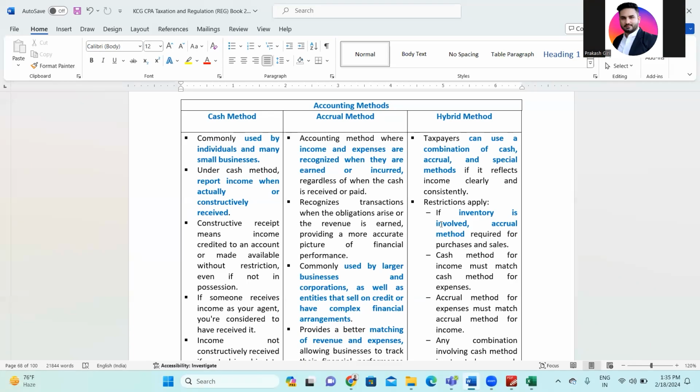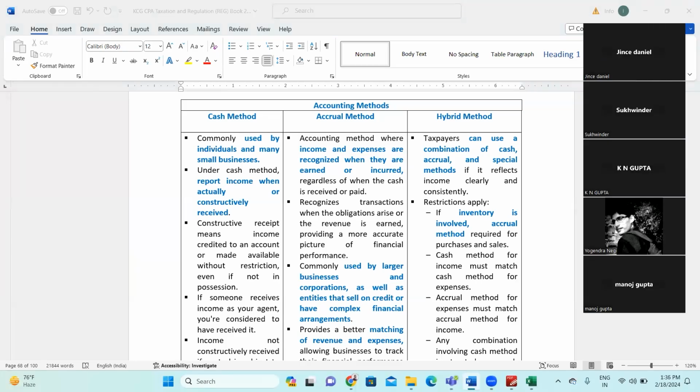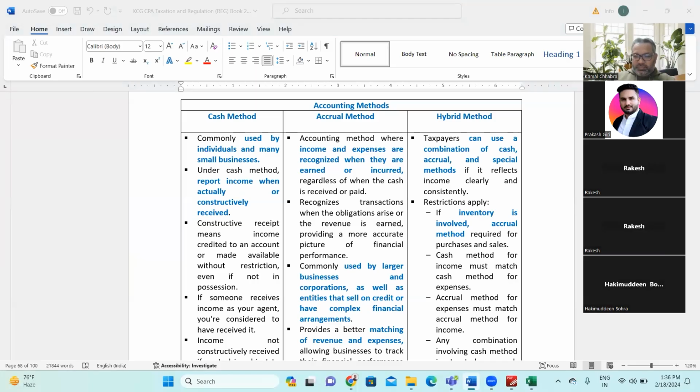Recording the income or expense based on the spending or receiving of the income. Yeah. Anything else anyone would like to add?